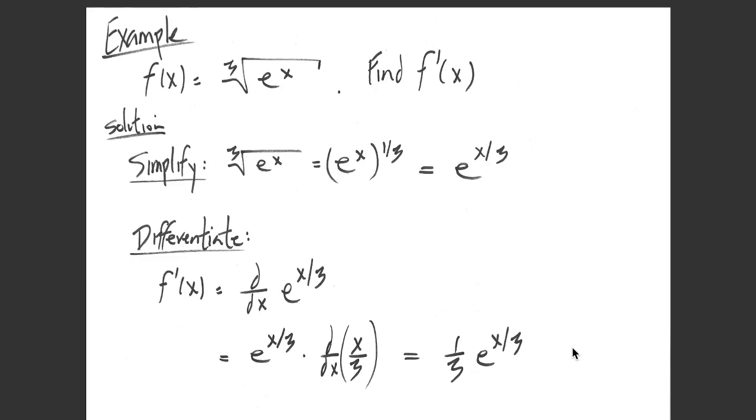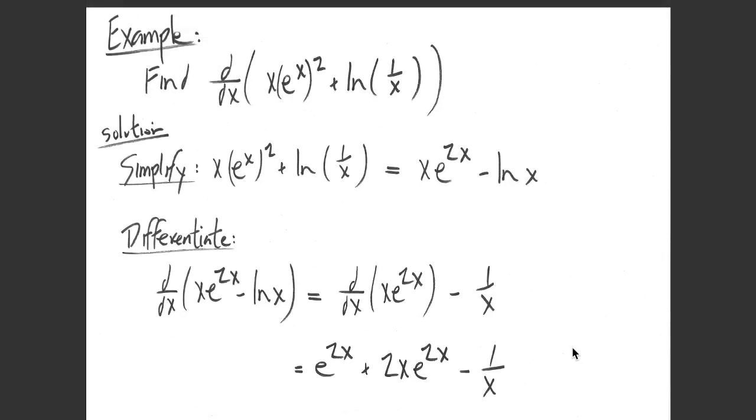One final example. What if we had this expression, the derivative of the quantity x times the quantity e to the x squared plus natural log of 1 over x? Well, again, start out by simplifying. E to the x, the quantity squared, is the same as e to the 2x by the same logic as used in the previous example. Natural log of 1 over x is the same as negative natural log of x. Why is that? Well, think of 1 over x as x to the minus 1. And then log of x to the minus 1 would be negative log of x.